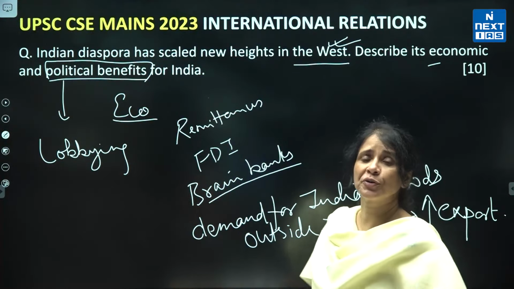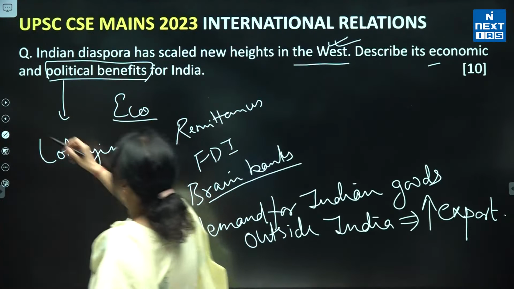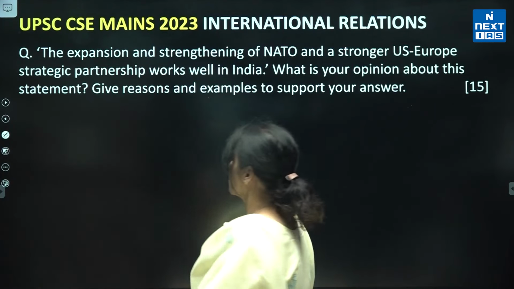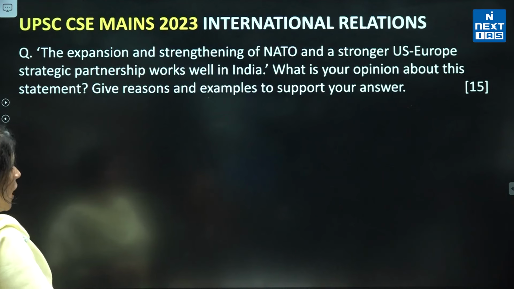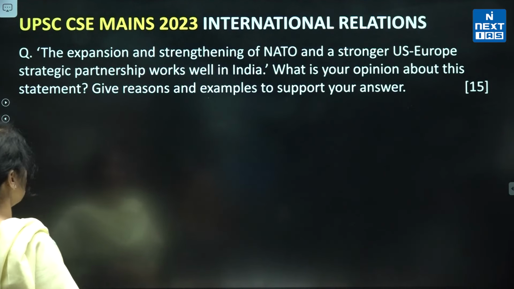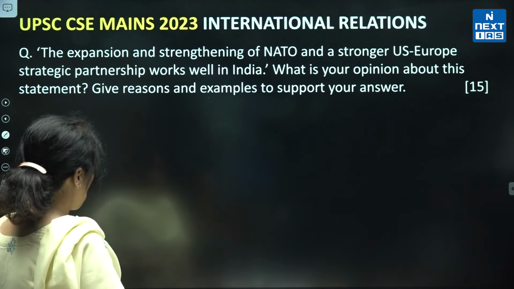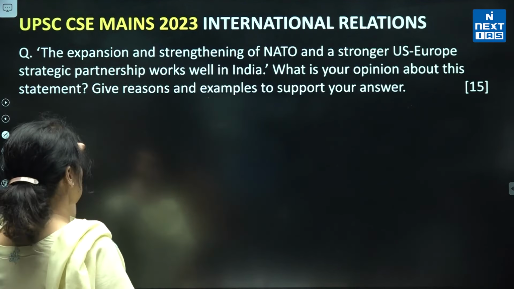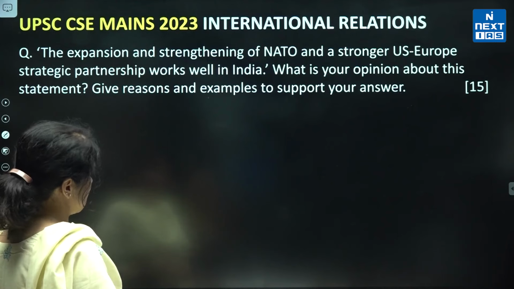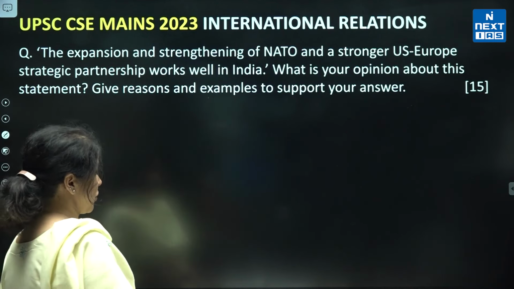Now let us move on to the third question, which is a 15-marker question. The question is: the expansion and strengthening of NATO and a stronger US-Europe strategic partnership works well for India. What is your opinion about this statement? Give reasons and examples to support your answer.